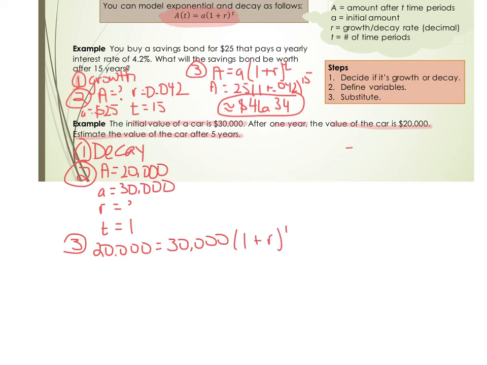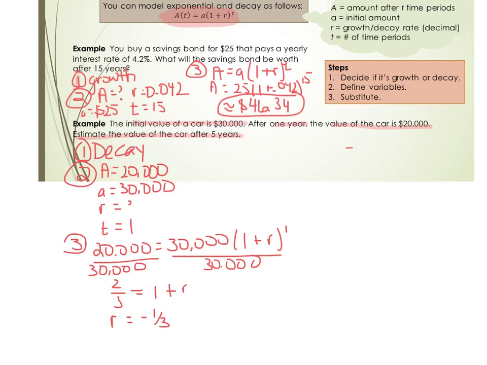Well, how are we going to solve for r? Well, hopefully you recognize that this is multiplication, so we're going to divide. And we do get 2/3 equals 1 plus r. 1 plus r to the first is just 1 plus r. Now, to find r, we have to subtract 1, and 2/3 minus 1 is negative 1/3.